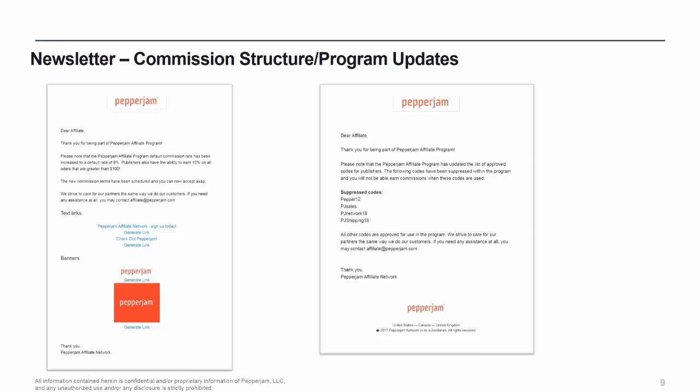So also sending a newsletter for commission structure updates or maybe program updates is something that you'll want to use as well. So maybe you're increasing your commission, as the example on the left would show. Maybe you're updating your default rate or giving publishers an opportunity to earn extra commission. You can send a newsletter out for that reason.